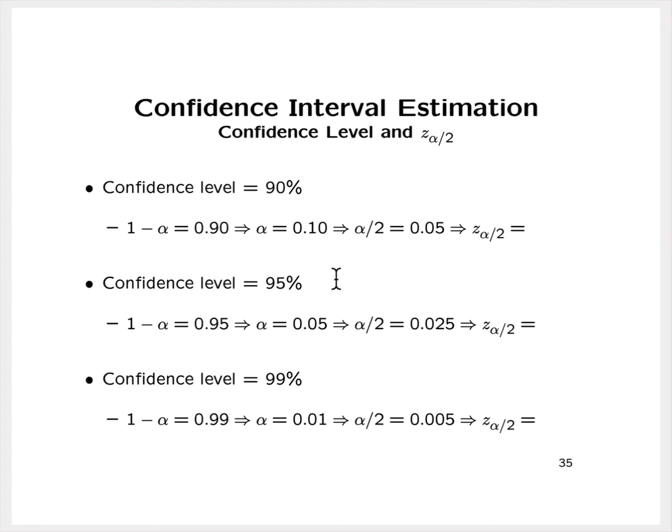Now let's suppose that the confidence level was 95%. Well, if that's the case, then 1 minus alpha is 0.95. That implies that alpha is 0.05, which in turn implies that alpha over 2 is 0.025. And so the alpha over 2 in the subscript would be 0.025. And then finally, if the confidence level were 99%, that would imply that 1 minus alpha is 0.99, which in turn would imply that alpha is equal to 0.01, and so alpha over 2, which is the subscript of this interval coefficient, would be 0.005.